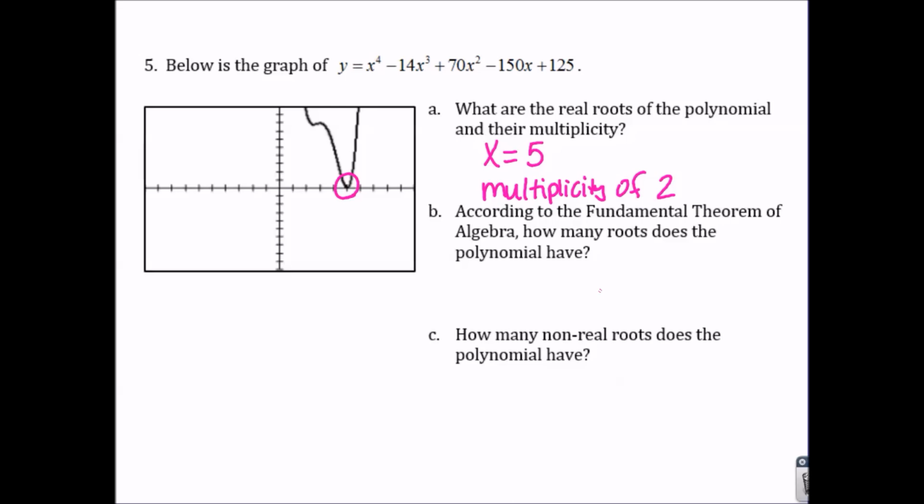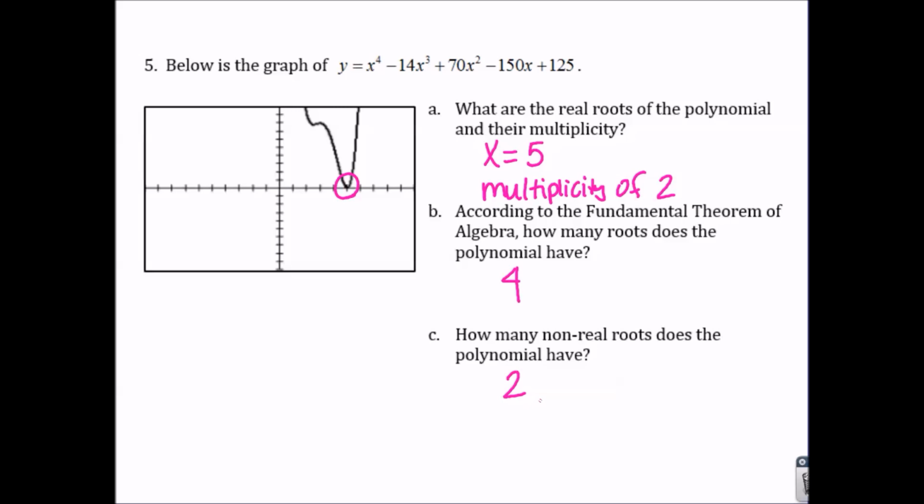According to the fundamental theorem of algebra, how many roots will this polynomial have? Well, remember that the number of roots is the same as the degree, which is 4. So we should have 4 roots. But we only have 2 that are accounted for. So, how many non-real or complex roots does this polynomial have? Well, if it should have 4 and we only know of 2, it's got to have 2 non-real roots.